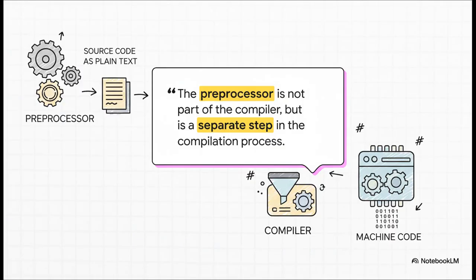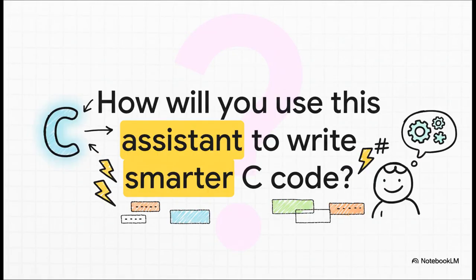If you remember only one single thing from this entire explainer, please make it this: the preprocessor is not the compiler. It is a separate initial step. It manipulates your source code as plain text, and then it hands the modified result over to the compiler, which is what does the heavy lifting of actually creating the machine code. Understanding that two-step process really unlocks a whole new level of control. So the question isn't just about what the preprocessor does, but what are you going to do with it? How will you use this secret assistant to write C code that's more readable, more efficient, and way more adaptable?